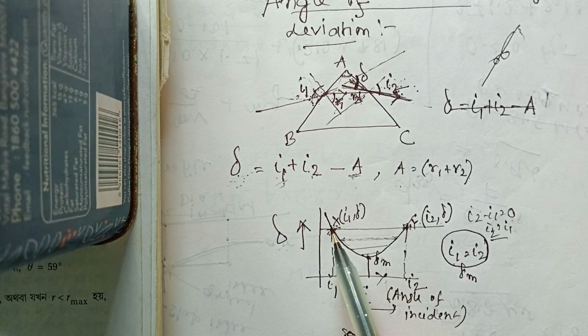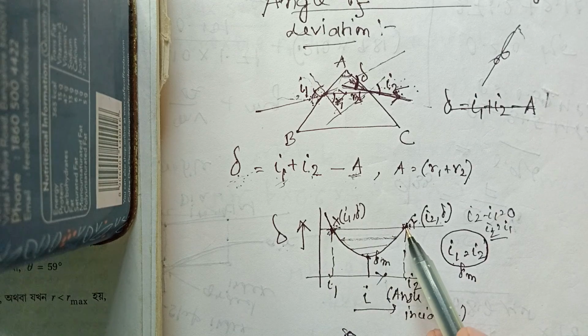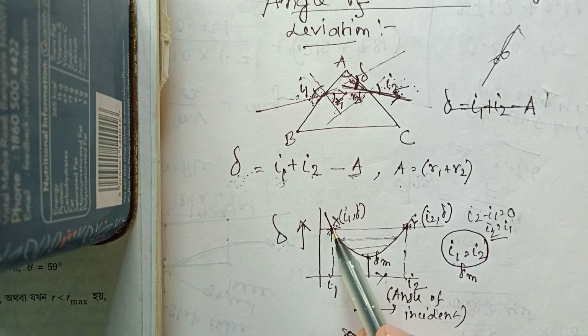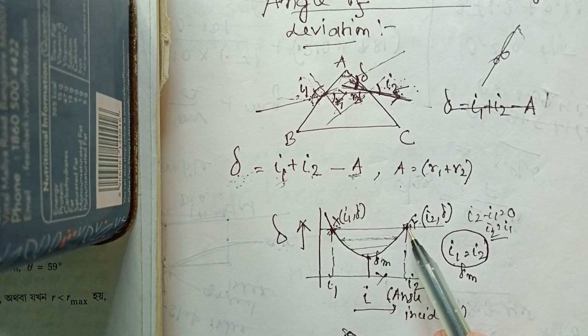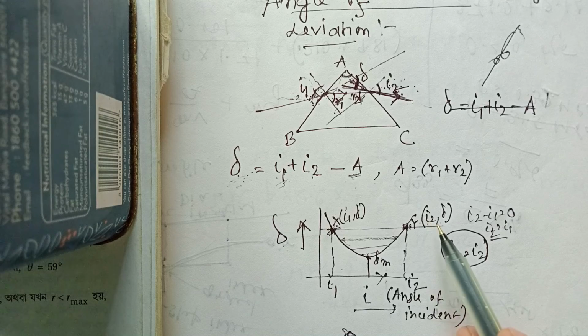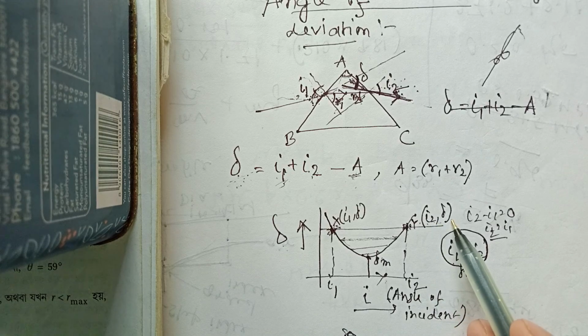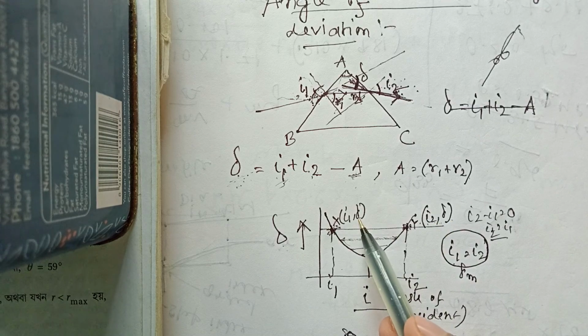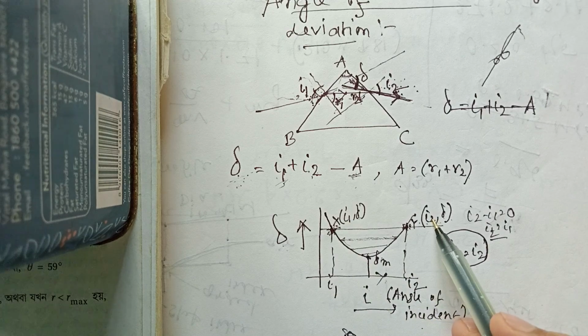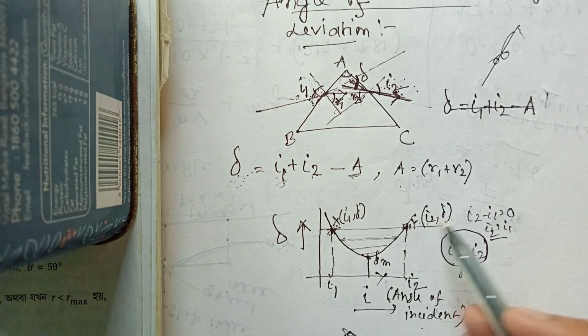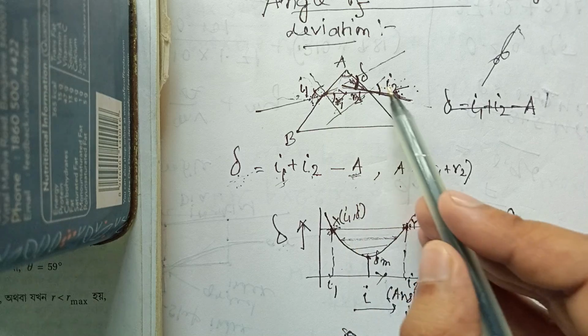Okay, now we can see here, if I draw one straight line, then the straight line will cut two points of the plot. One is x and the other is y. For x, the coordinates are I1 and delta, and for y the coordinates are I2 and delta. So for a similar delta value, there are two values of angle of incidence, I1 and I2. That means we can consider that this is I1 and this is I2.